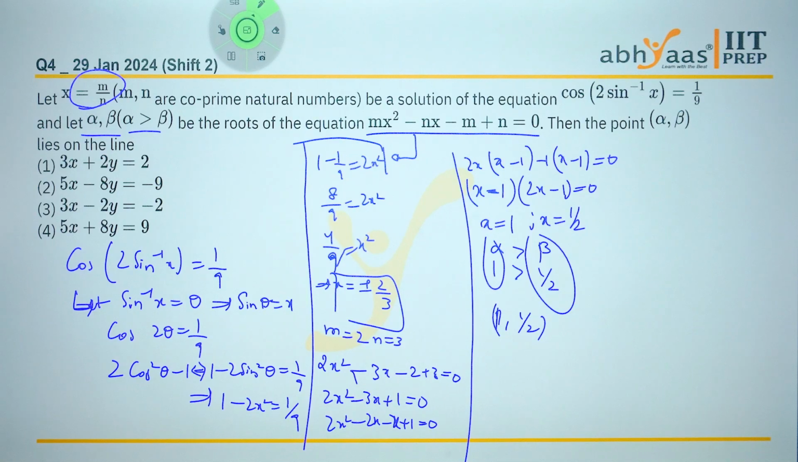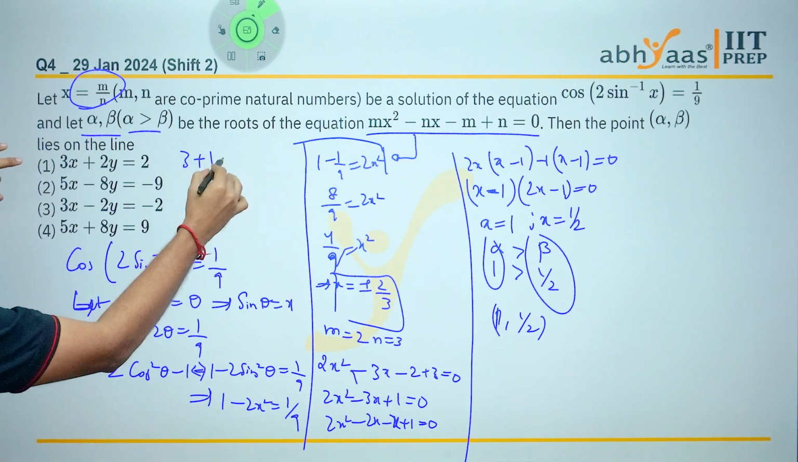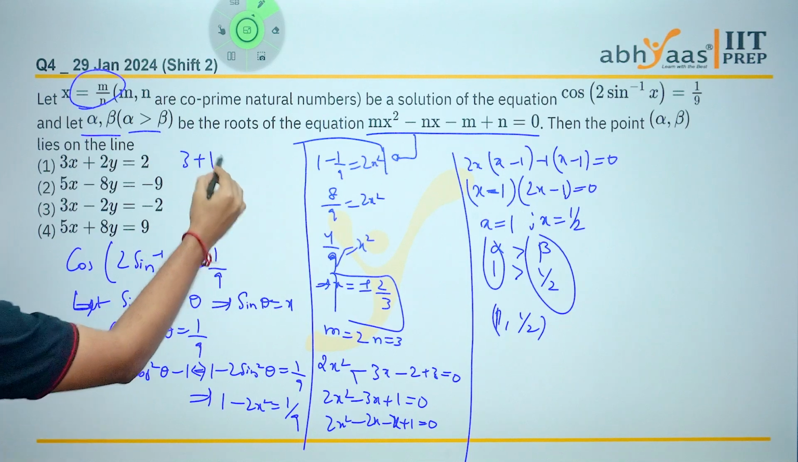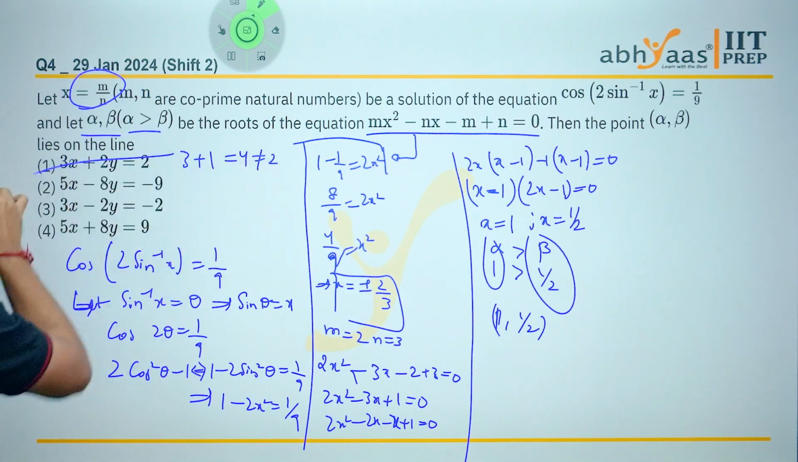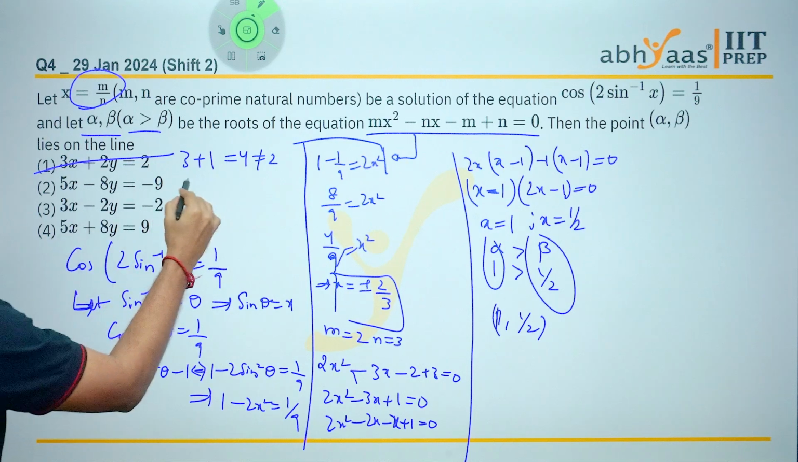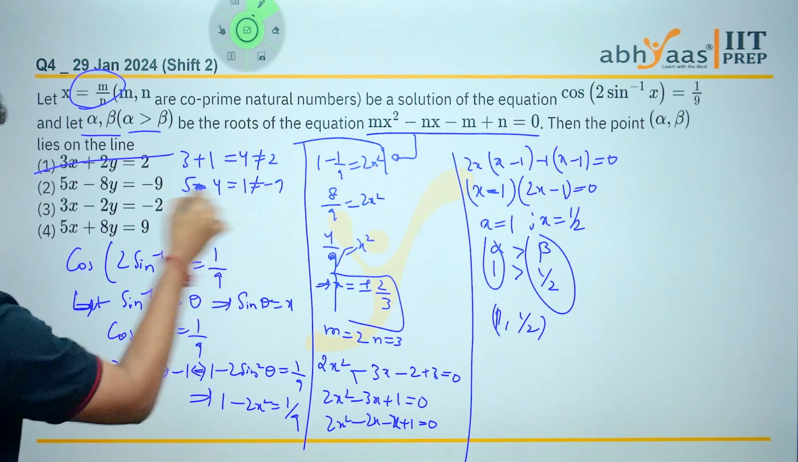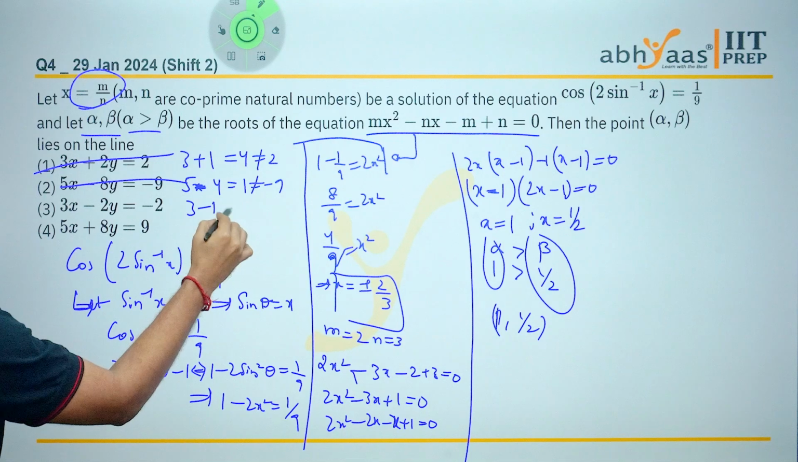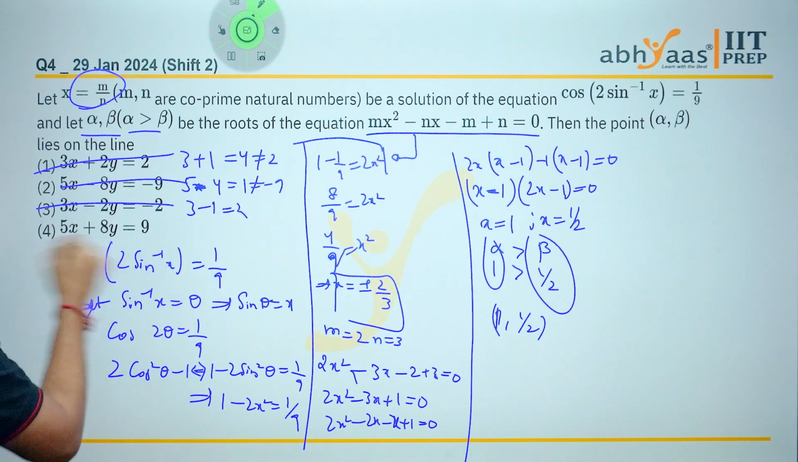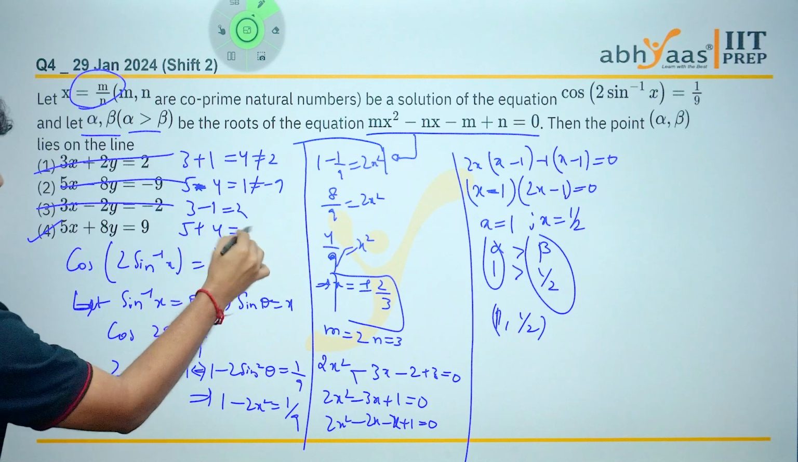Okay, so checking with the first option, 3 plus 1 equal to 4, not equal to 2, so this is wrong. 5 minus 4, 1, not equal to minus 9. 3 minus 1 equal to 2, this is minus 2, so option 4, right? Let's check. 5 plus 4, 9.